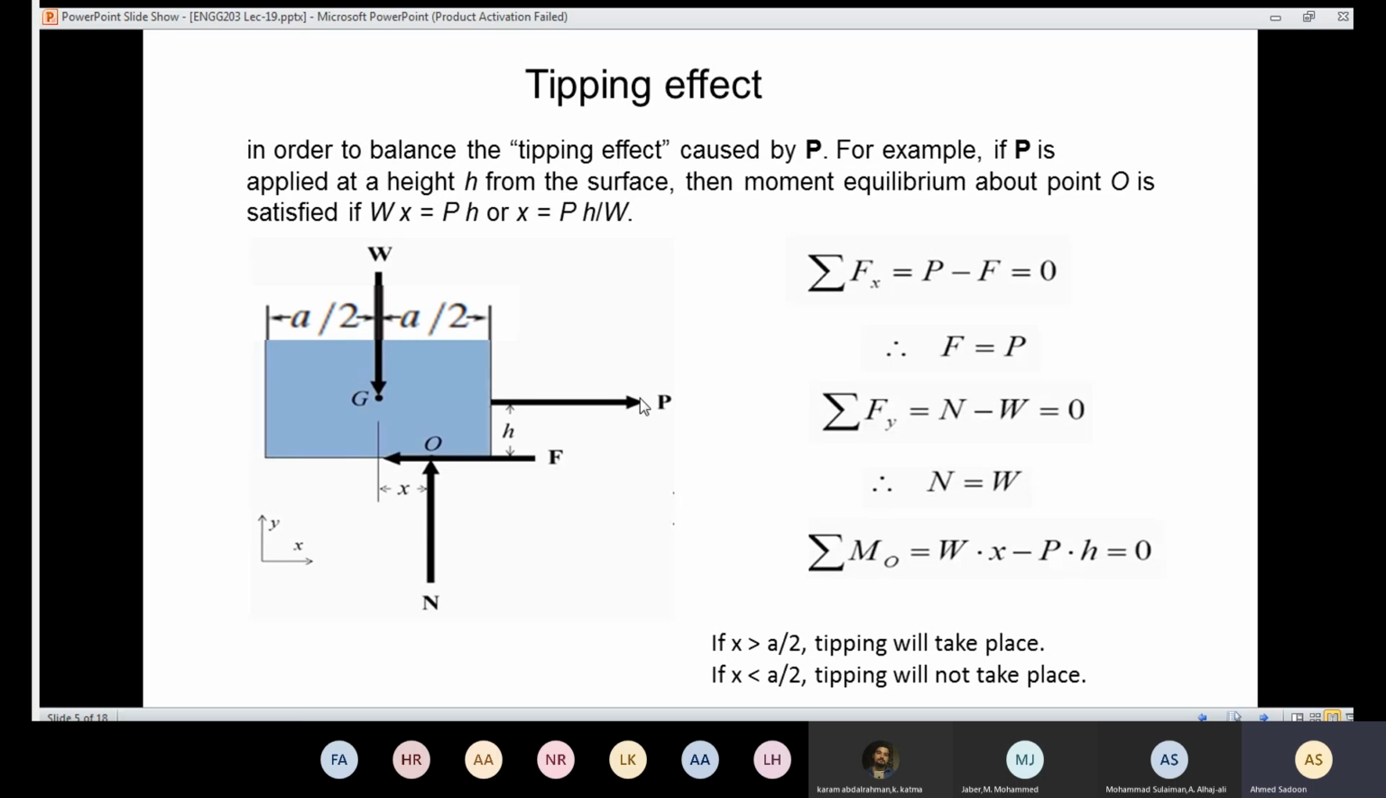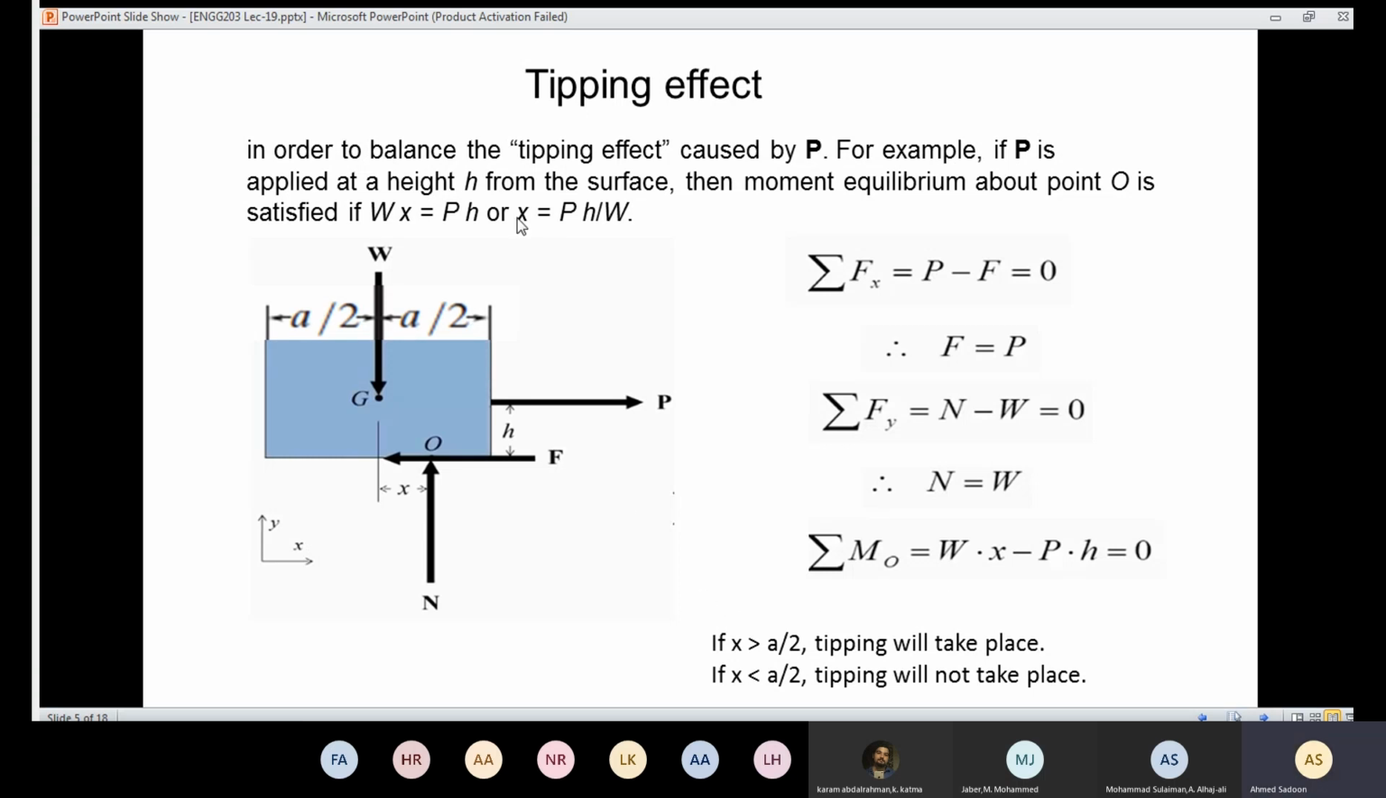So if these moments are equal, then turning over is not going to take place. So we need to know the value of x. Here is the value of x. If the width of the box is a, the distance from here to here is a. If the value of x comes out to be more than a over 2, that means tipping will take place, turning over will take place. If the value of x is less than a over 2, then turning over is not going to take place.